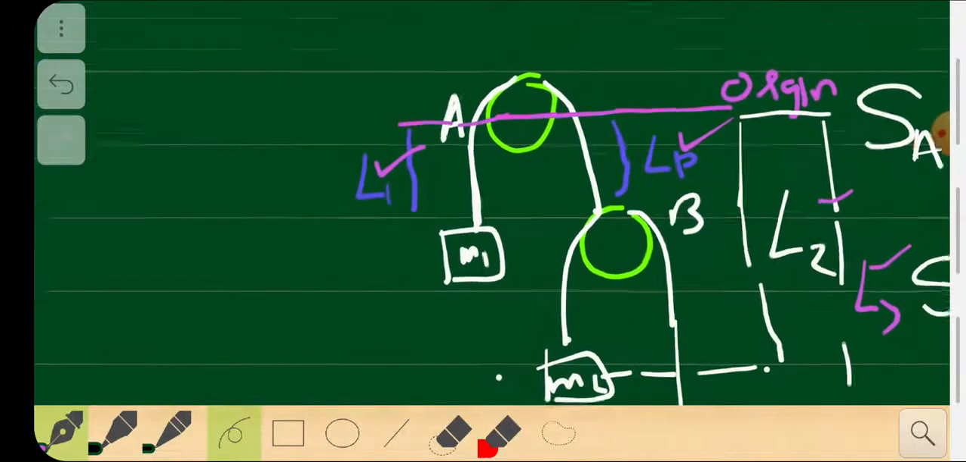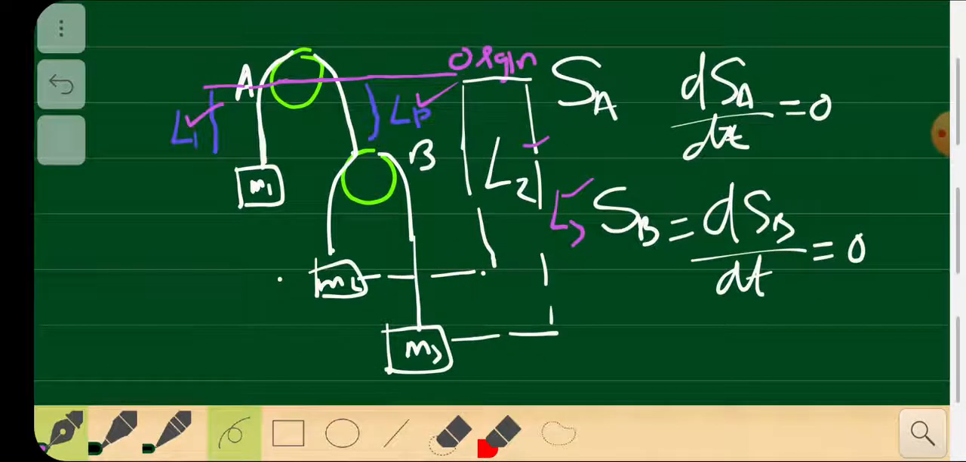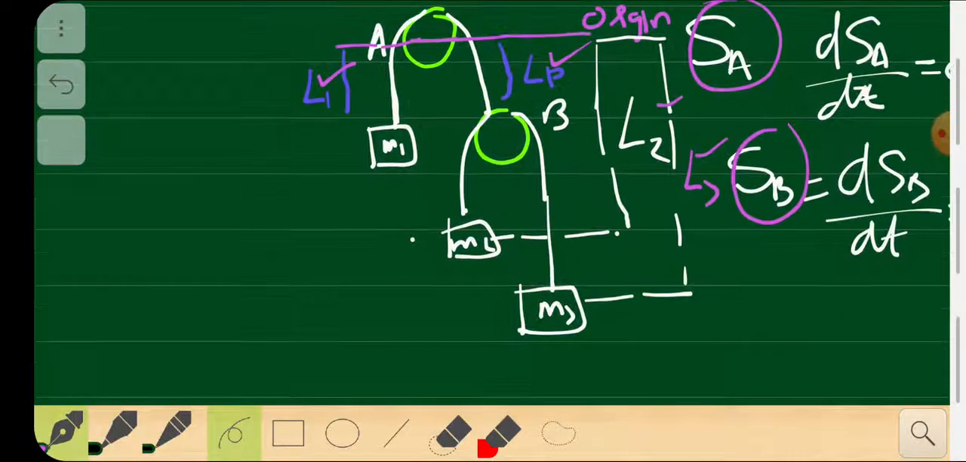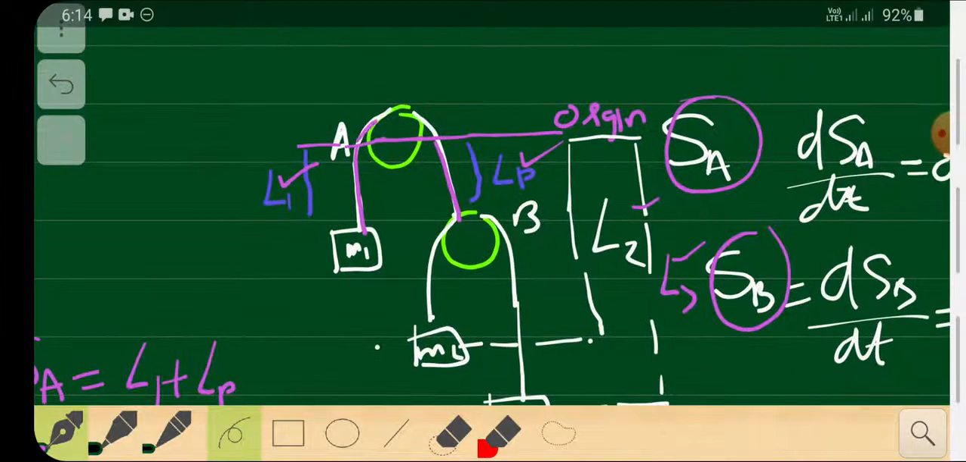What's the distance, right? So what is the length of string A, and what is the length of string B? String A will have a length of this much plus this much, right? So that will be L1 plus LP, the pulley, plus the curved distance, this distance.